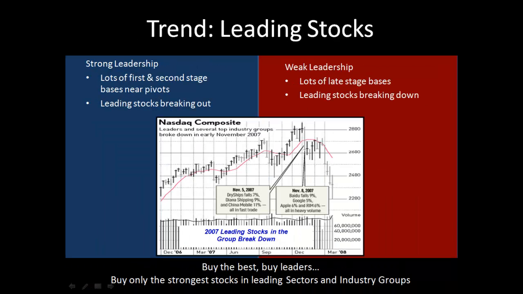Then we're going to look at the leading stocks and how they're behaving. We want to see strong leadership. We want to see lots of first and second stage breakouts, or at least near the pivots. We want the leading stocks to be breaking out on high volume. We want to see new highs, indications that leading stocks are strong and advancing. A lot of times you'll see weakness in leaders as later stage bases start to develop. And when leading stocks break down, you want to pay attention. They can forewarn or foreshadow what's about to happen.